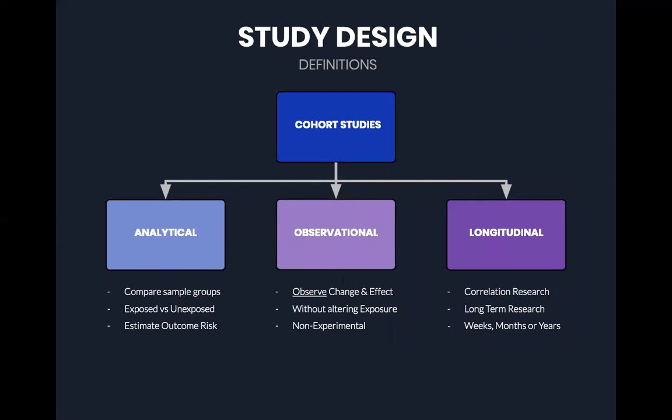Cohort studies are analytical in nature, meaning they compare data between a sample of exposed and unexposed groups to estimate the risk of developing a particular outcome. And they're also observational in nature, which means they merely observe the groups without altering exposure to a particular factor. So they're non-experimental, in the sense that you're not implementing a control or experimental group, and you're not attempting to simulate conditions.